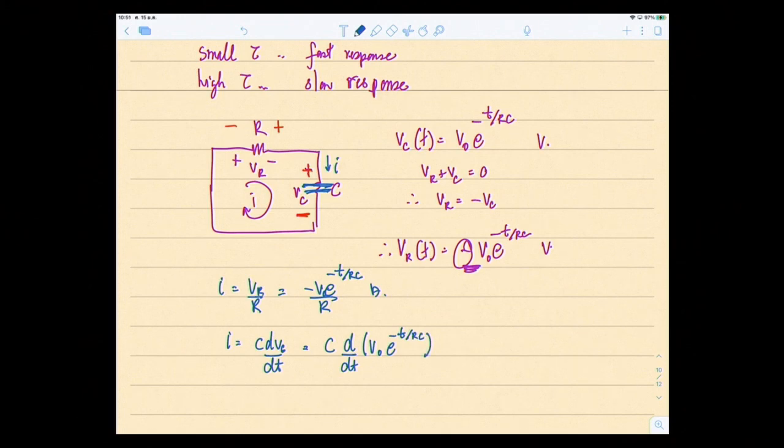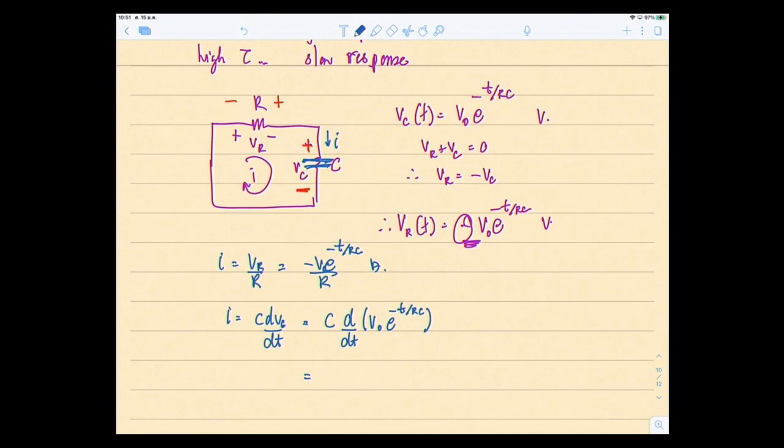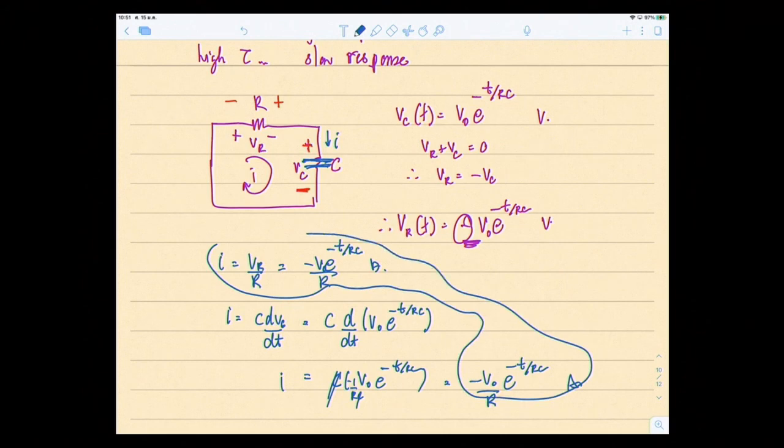When you differentiate that, it becomes C times V naught times minus 1 over RC, e to the minus t over RC. So C cancels, and you get minus V naught over R, e to the minus t over RC. Hopefully it's the same thing as before. Yes. So you can see it's a negative value also. There's a negative sign there.